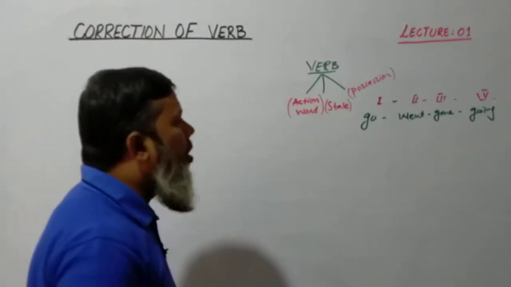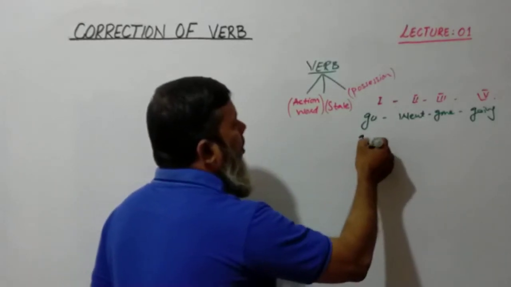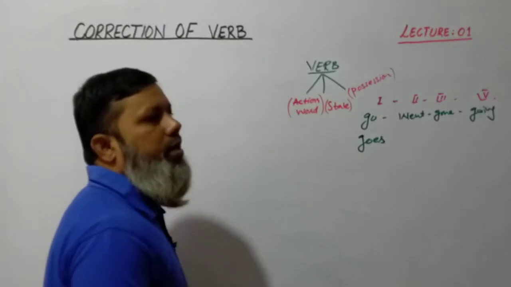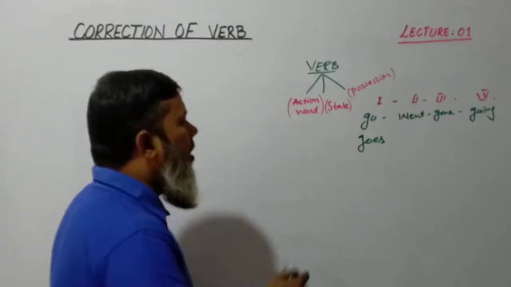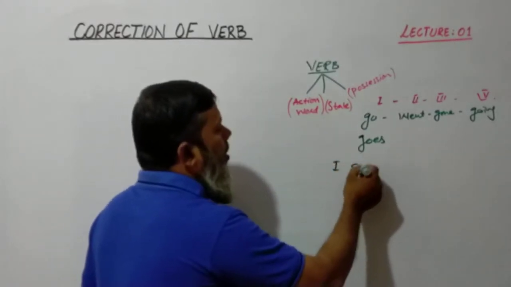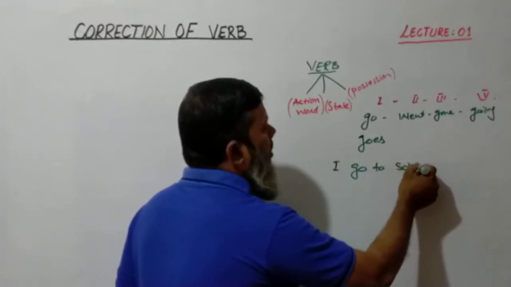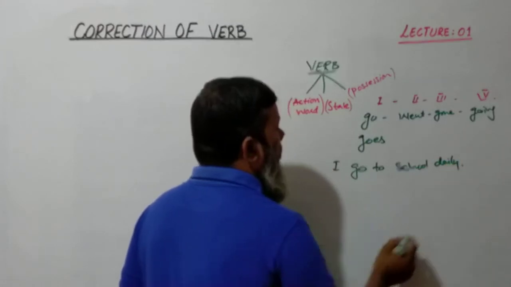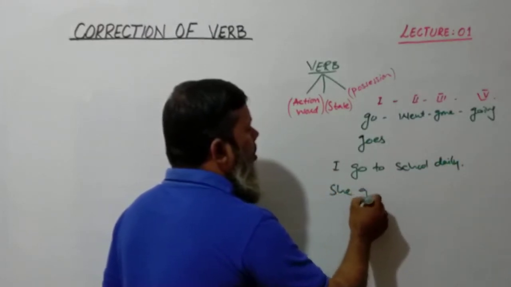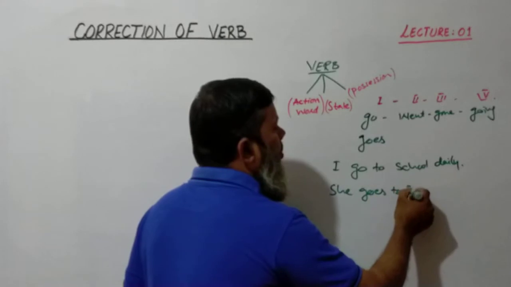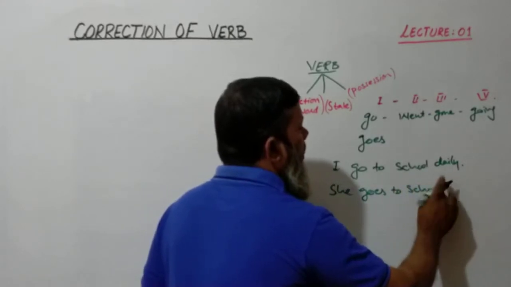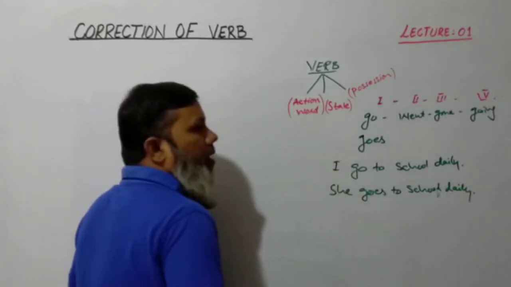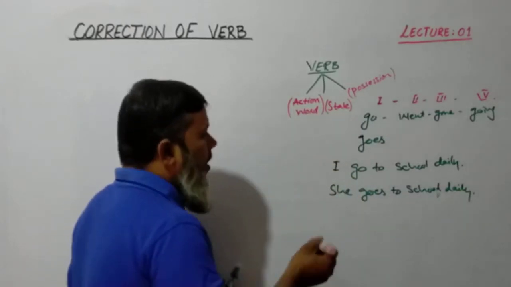If somebody says goes is also a form of verb, my dear, goes is also not a form of verb. It's the usage of goes. If I write here, look, I go to school daily. And if I write she goes to school daily, so my dear, what is the difference here? There is only one difference. What is it?